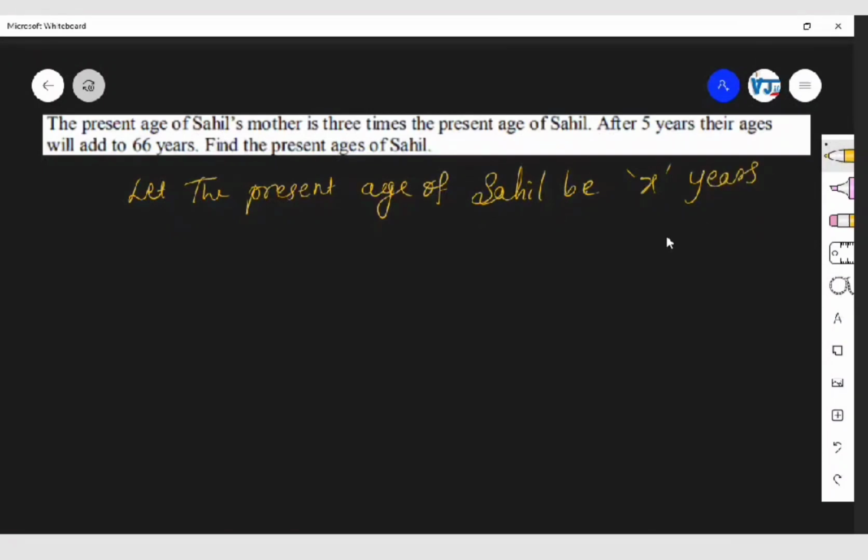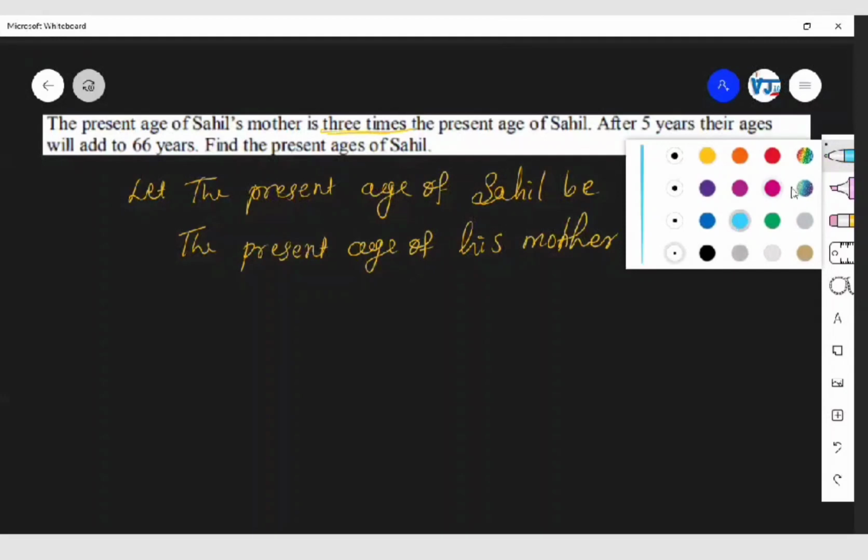Is that clear, students? Okay, next, the present age of his mother. What is given here? 3 times. 3 times means what we have to take? Yes, students, 3 times means 3 is multiplied, 3x. Is that clear? Yes, students, understood, no?